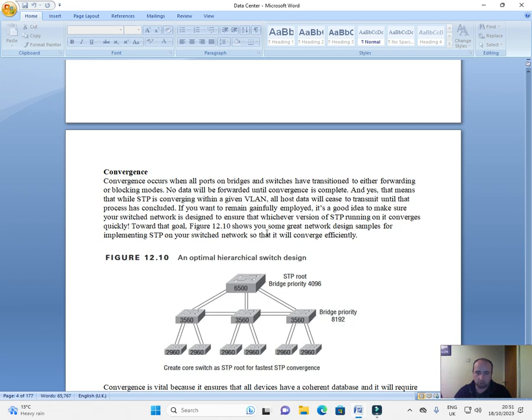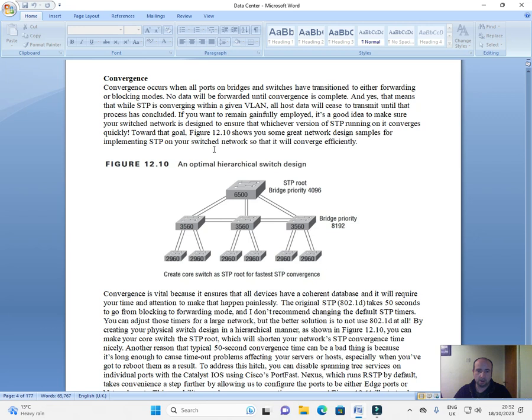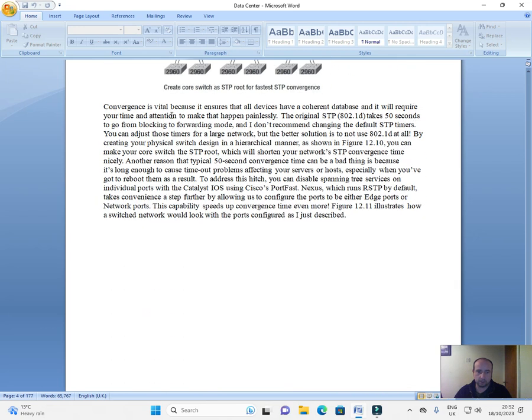Figure 12.10 shows you some great network design samples for implementing STP on your switched network so that it'll converge efficiently. Convergence is vital because it ensures that all devices have a coherent database, and it will require your time and attention to make that happen painlessly. The original STP 802.1d takes 50 seconds to go from blocking to forwarding mode, and I don't recommend changing the default STP timers.